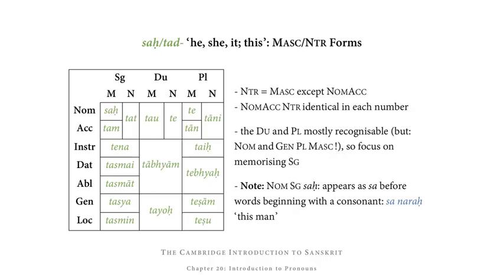In the plural, on the other hand, we have mostly forms that are familiar, that are just like the forms of nara, but there are two forms that are different. First of all, the forms that we do know: accusative tan, just like naran; instrumental taich, just like naraich; then dative ablative tebiach, just like narebiach; and locative teshu, just like nareshu.